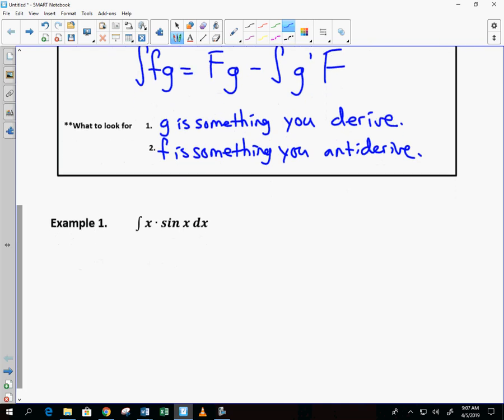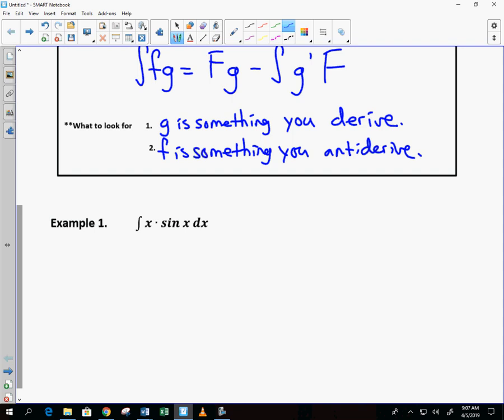So we get to this piece, the antiderivative of x sine of x dx. We're going to make it super easy. Are you ready for super easy? Good. Let's do super easy. g is something you derive. Do you know the derivative of x? Do you know the derivative of sine? Cosine. So it looks like g could really be either one.